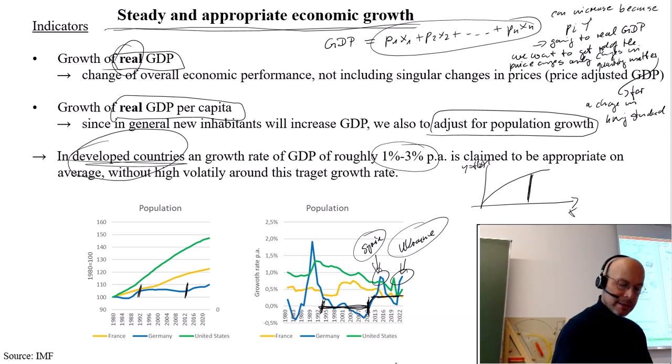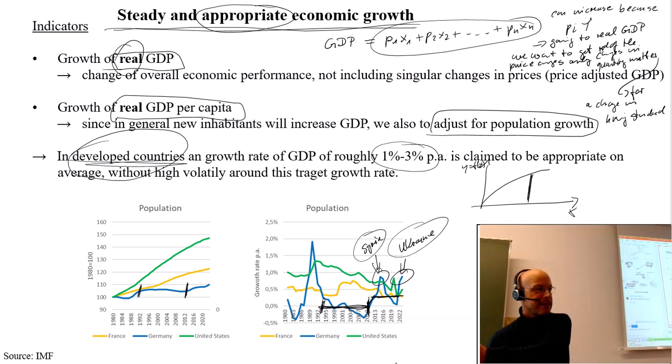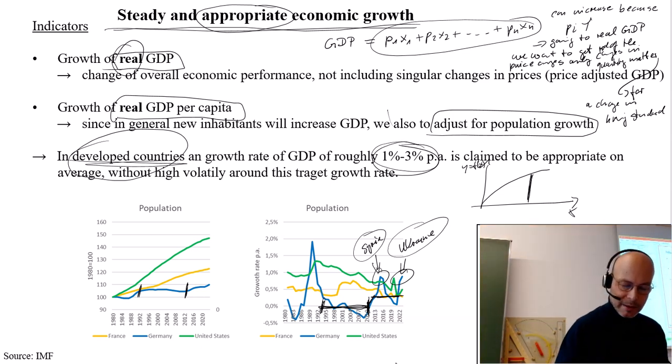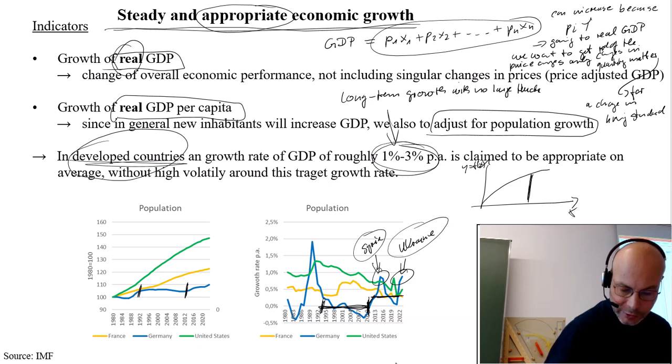And also steady and appropriate growth. This also means this is not the aim that in one year 6%, in the second year -1, in the third year +4, then 0, and so on. So on average, it should also not fluctuate that much over time. But we will later also talk about the so-called business cycle around this long-term trend. So this should be the long-term growth rate with no large fluctuation around it.